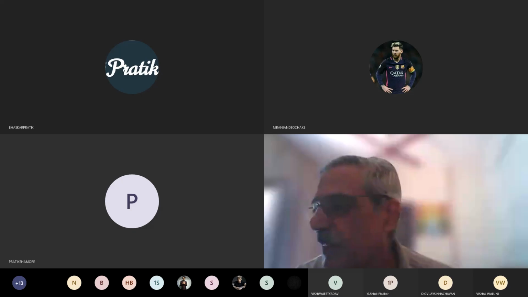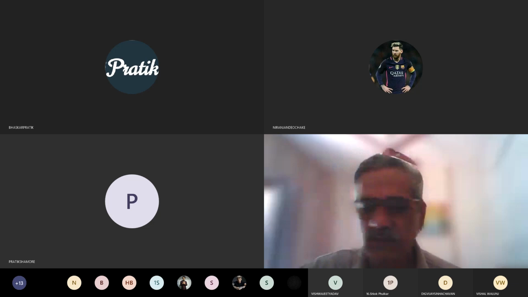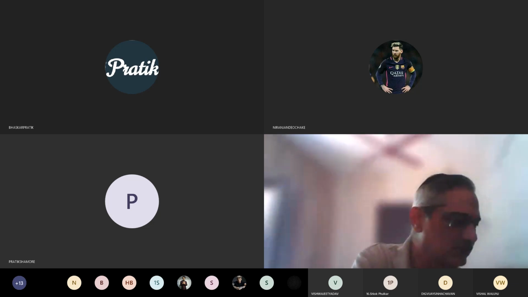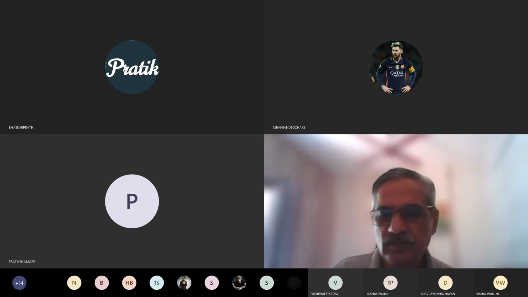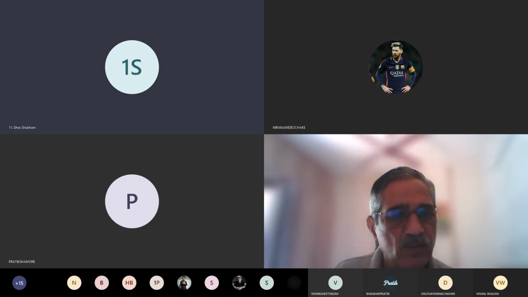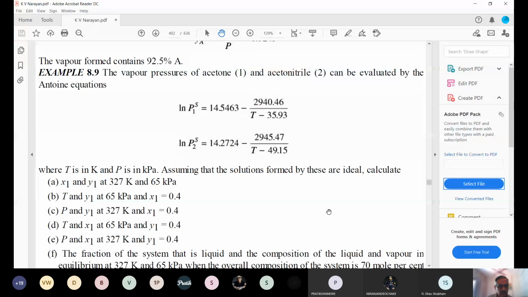कल क्या किया था हमने? तो प्रॉब्लम कर रहे थे, याद है किसी को? TXY diagram. Right, so we had done this example 8.9 part A, right? Part A हो गया था सबका?